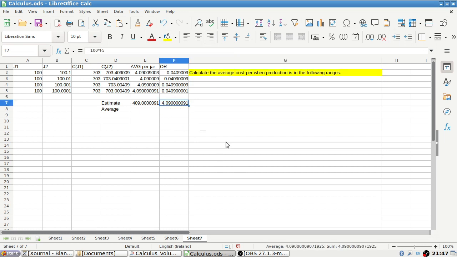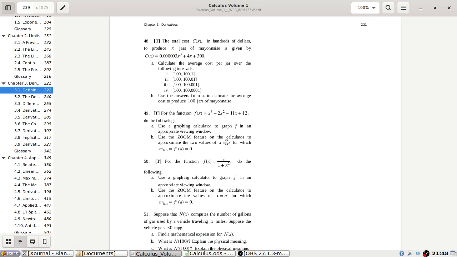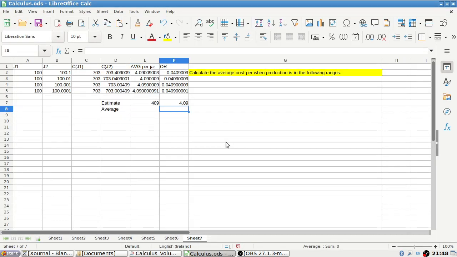So I'll go with $4.09 instead of $409. That makes much more sense. Use your answer from A to estimate the average cost to produce 100 jars. Okay, well, that's just going to be 409.